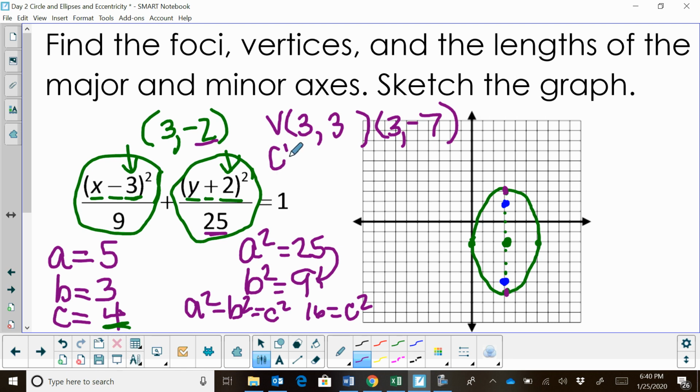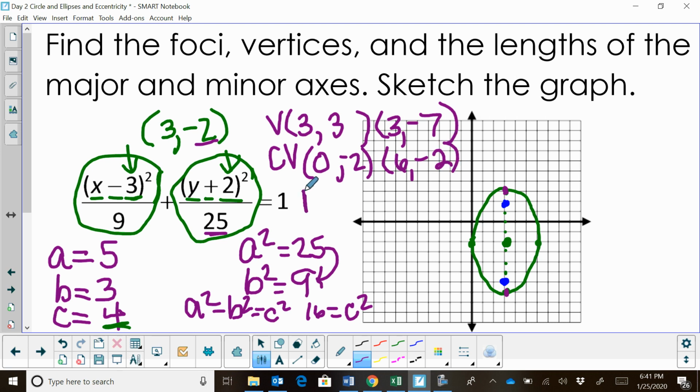Now the co-vertices are the endpoints of the minor axis. They go in the x direction. So I'm going to change my x-coordinate. So how far did I move? 3 left and 3 right. So I'm going to take 3 and subtract 3, which is 0, negative 2. And I'm going to add 3, which makes it 6, negative 2. And you can see from the graph, that's exactly where those points are.